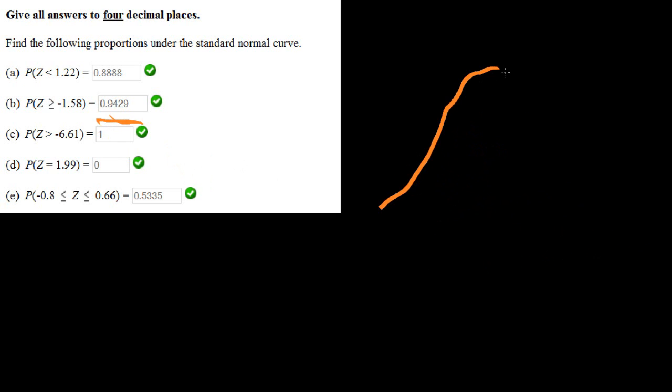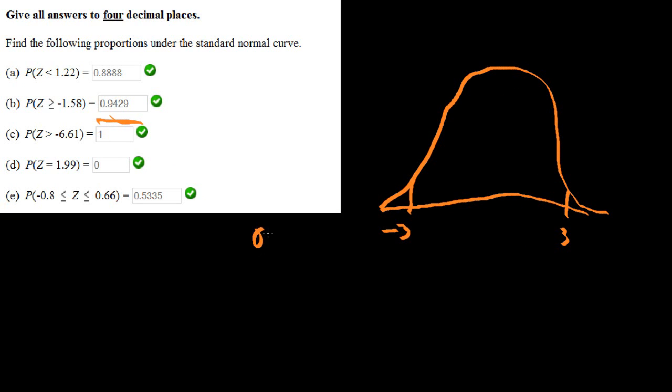The next question is, what is the probability of z being greater than negative 6.61? Now, you have to keep in mind we're talking about a normal distribution. This roughly goes up to 3 and negative 3. First off, where is negative 6.61 on this distribution here? Well, that's going to be roughly way over here, right?